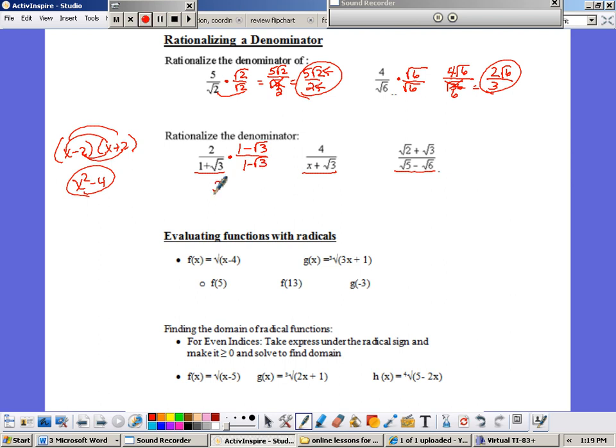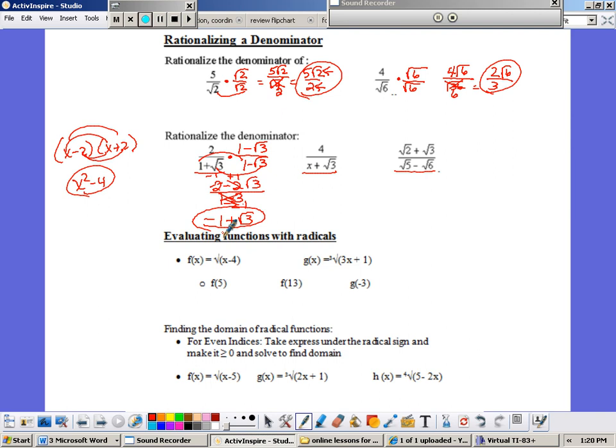So we get 2 minus 2 square root of 3 over, remember, first and last, the middles will drop out. 1 times 1 is 1. Square root of 3 times negative square root of 3 is negative the square root of 9, and the negative square root of 9 is negative 3. So this will become negative 2. No radical in the bottom. I'm going to reduce everything by negative 2, and I'll get negative 1 plus the square root of 3.